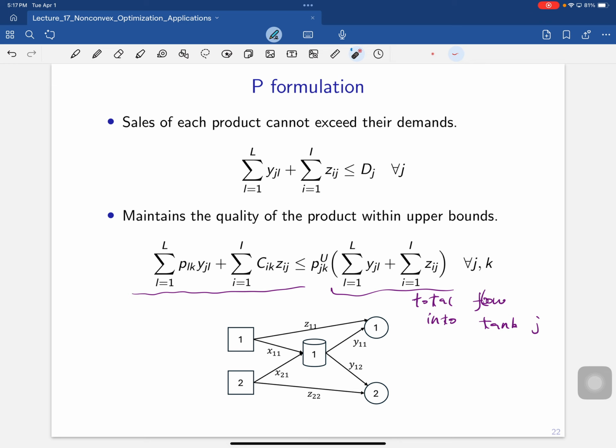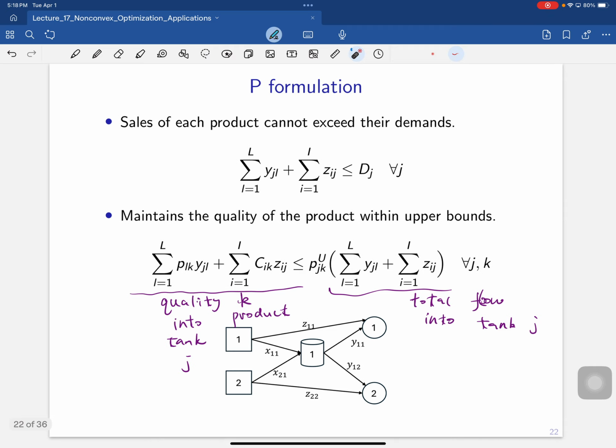Right? So therefore, the left-hand side is quality k going into a product tank j, right? So this is the quality of k going into a product tank j, right? So this is the total flow into the product tank j, right? It has to be less than or equal to this quality specification. That's what this constraint means.